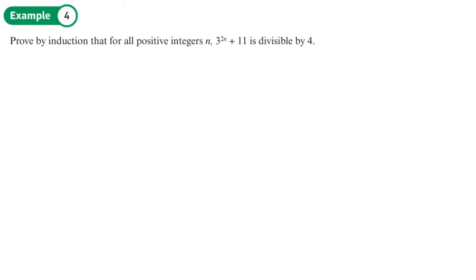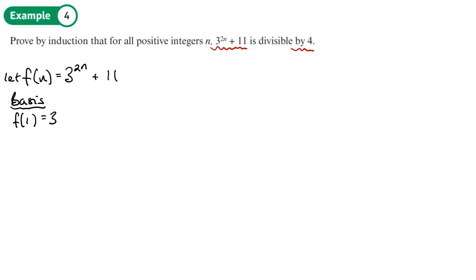So here, prove by induction that for all positive integers, 3 to the power 2n plus 11 is divisible by 4. So step number 1, set this equal to f of n. So you could say let f of n equal 3 to the power 2n plus 11. So that's before we even start our basis step. So the basis step is going to be working out f of 1. It's going to be 3 to the power 2 times 1, or 3 to the power 2 plus 11. So that's going to be 9 plus 11, which is 20.